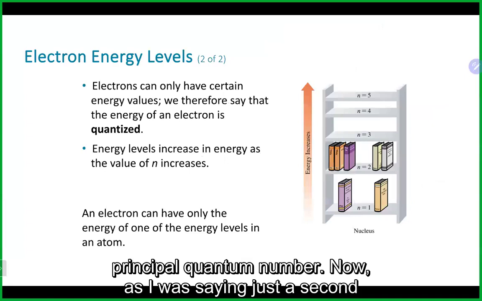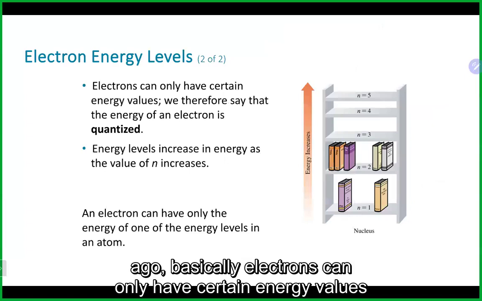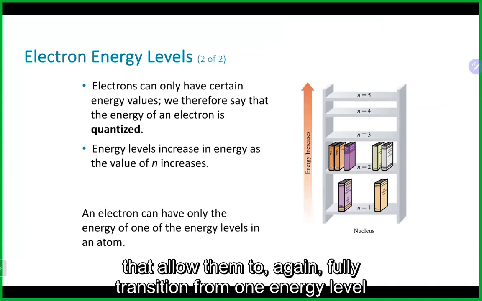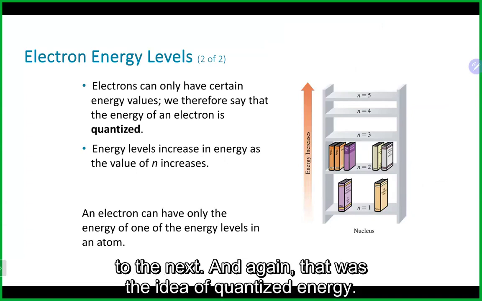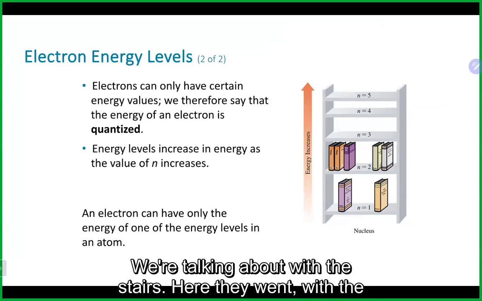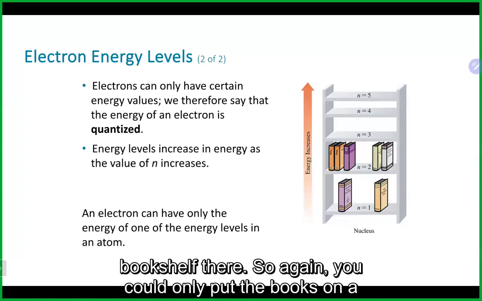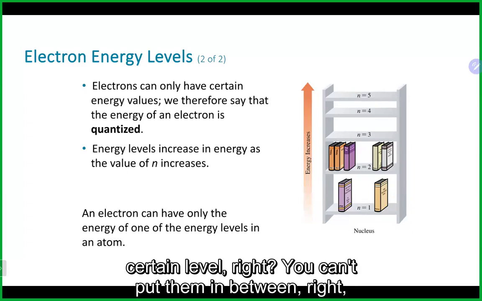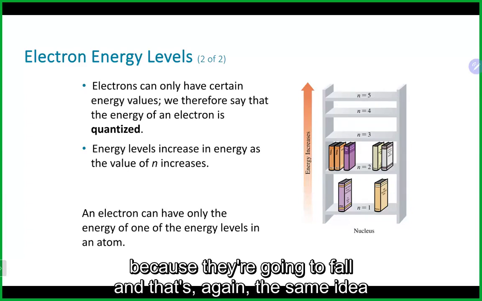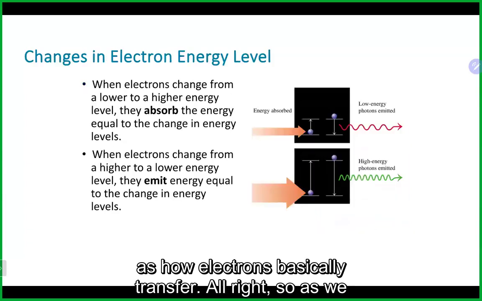Now, as I was saying just a second ago, electrons can only have certain energy values that allow them to fully transition from one energy level to the next. And that is the idea of quantized energy we were talking about with the stairs. Here they went with the bookshelf. So again, you could only put the books on a certain level, right? You can't put them in between, because they're going to fall. And that's the same idea as how electrons transfer.